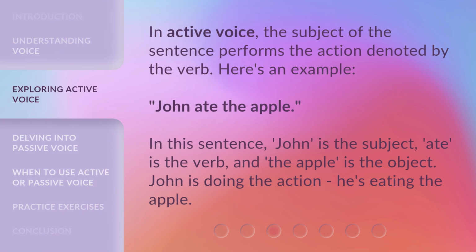In active voice, the subject of the sentence performs the action denoted by the verb. Here's an example. John ate the apple. In this sentence, John is the subject, ate is the verb, and the apple is the object. John is doing the action. He's eating the apple.